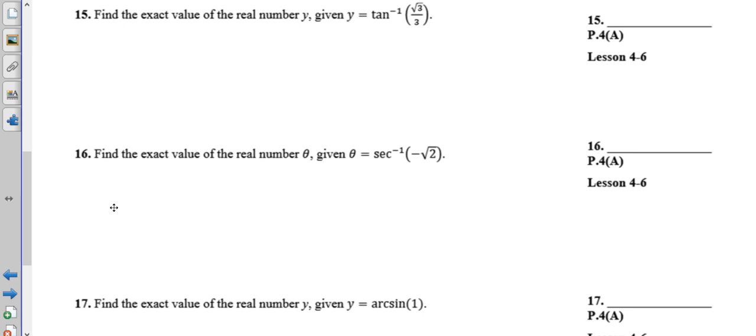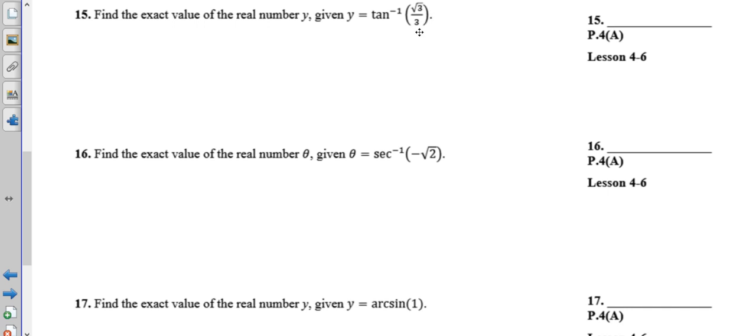Number 15, find the exact value of the real number y given that y equals inverse tangent of square root of 3 over 3. All right, so this is going to be reverse hand trick because it's a tan inverse. Now remember, this is the weird situation. There's two ways we talked about doing this.